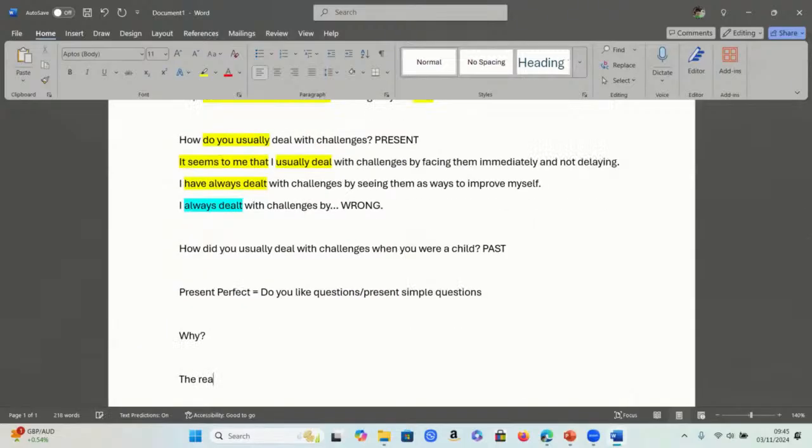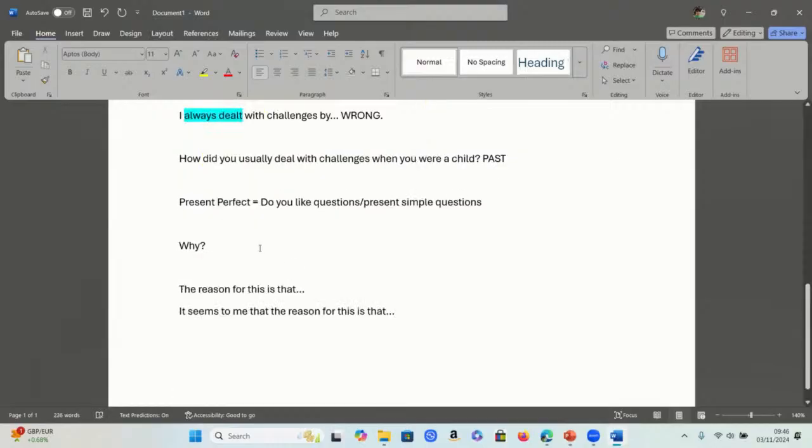Why? You could have a sentence stem like this. There's a new one for you I just came up with. So sometimes they ask you a why question. You don't want to say because or due to the fact that. You could say the reason for this is that, and you could even sound cleverer. There we go. It's a why question.